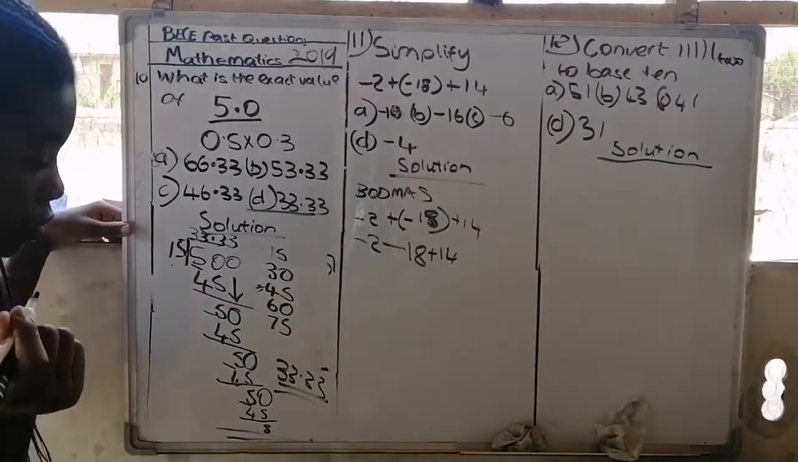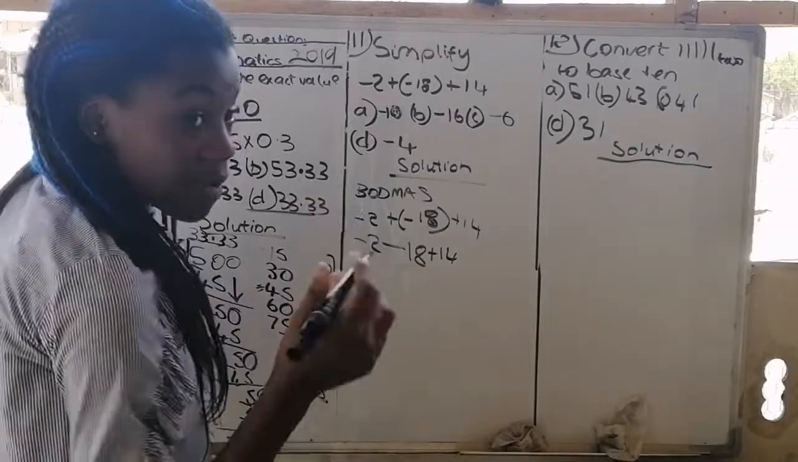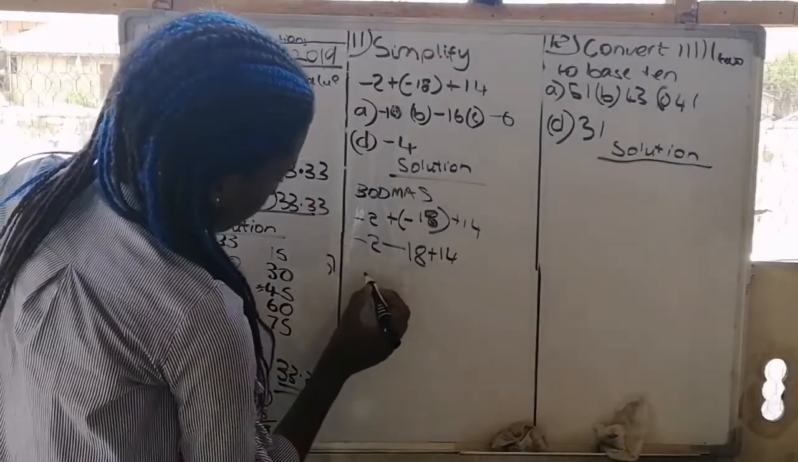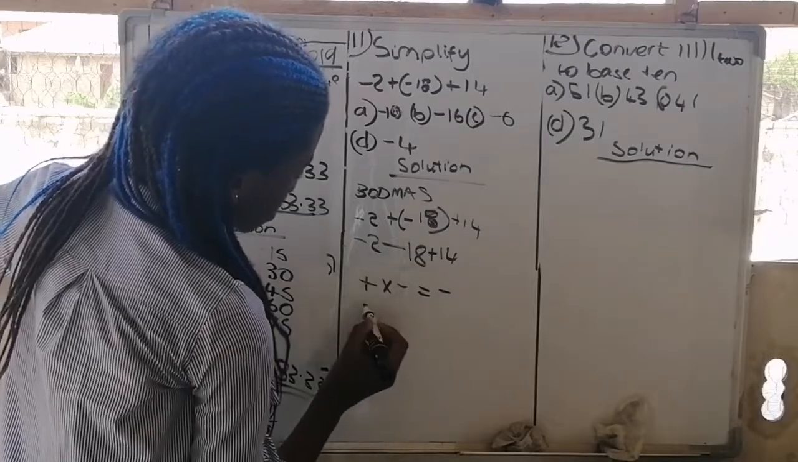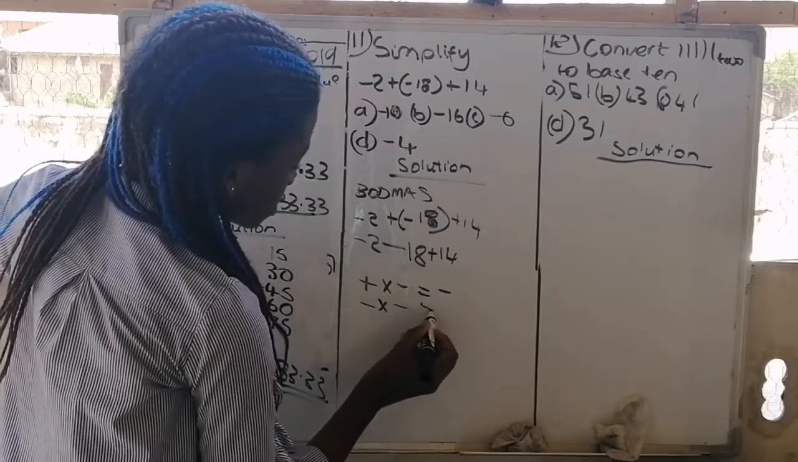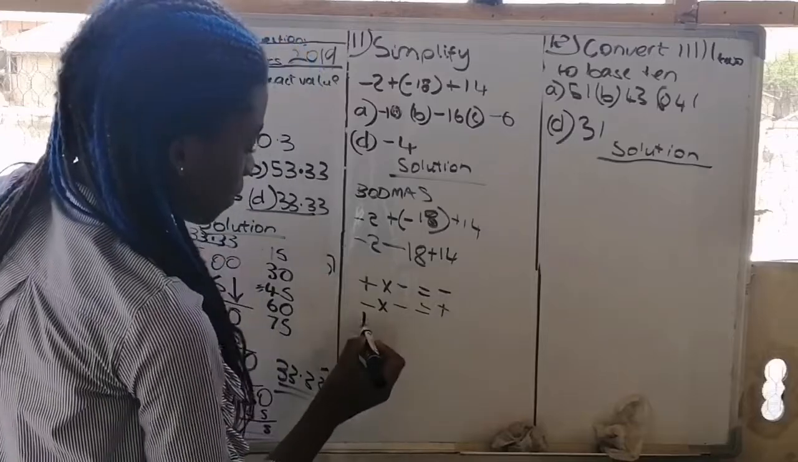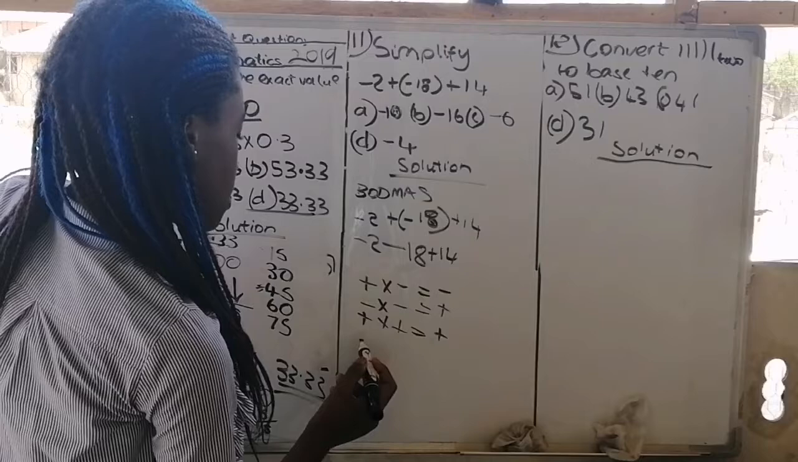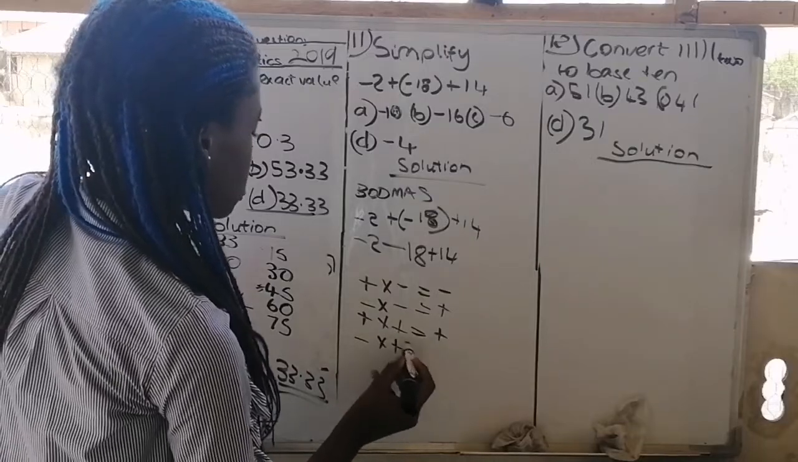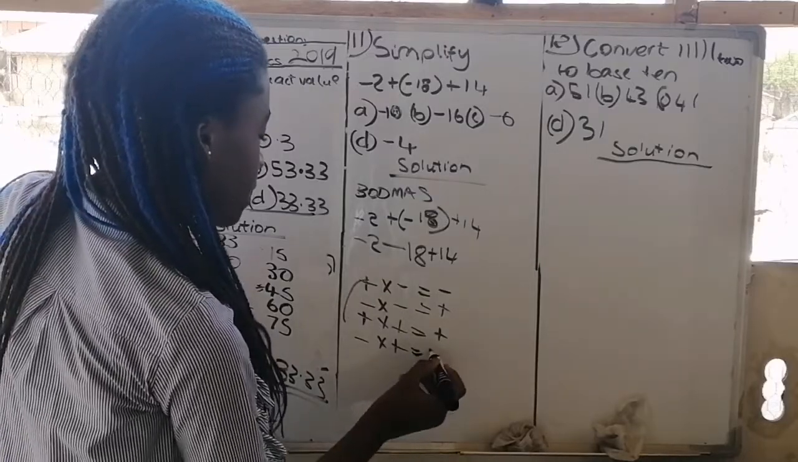Now remember this rule. Just remember this rule in case. Plus times minus is minus. Minus times minus is plus. Plus times plus is plus. And minus times plus, which is the same thing as this, is minus.